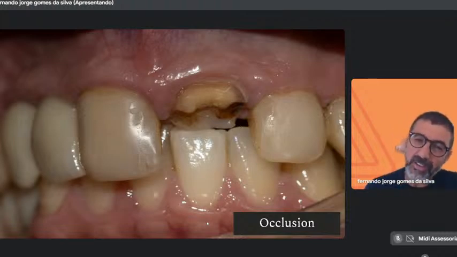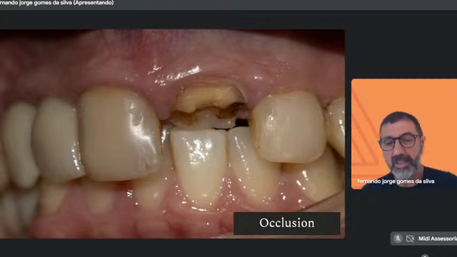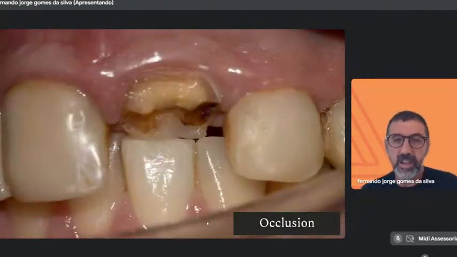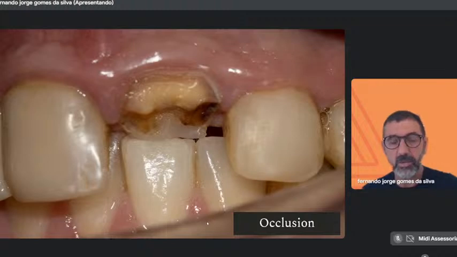And this is not a very good situation to make our immediate provisionalization. As we see, there is a big trespassing of the lower teeth in the palatal region of the maxilla. Maybe it was the reason for that tooth fracture. I don't know. The patient arrived the first time to me in that situation. As we see, there is contact between the lower teeth and the gingiva in the palatal zone.